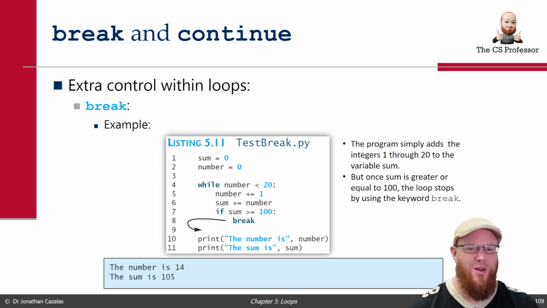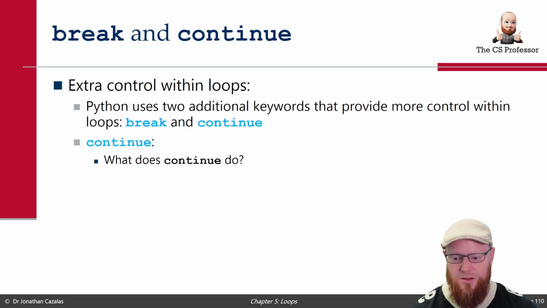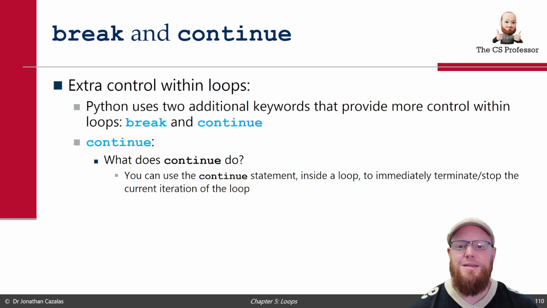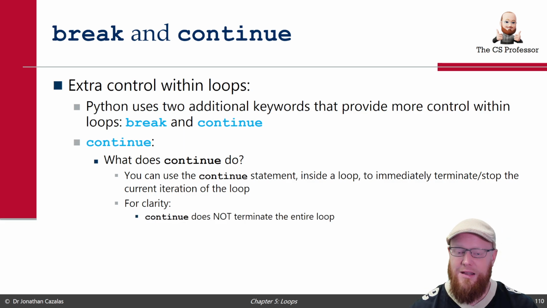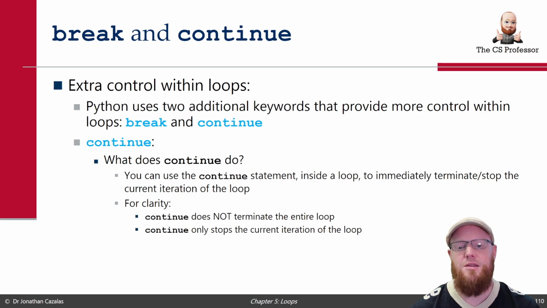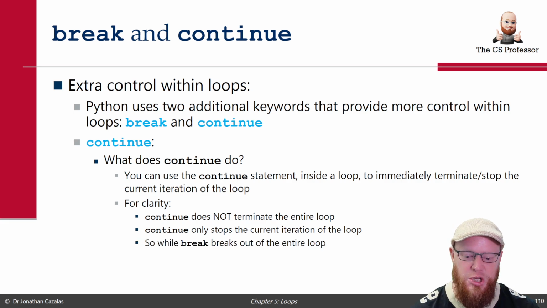Maybe a silly example, and really we already know break pretty well. What we haven't seen is continue. What does continue do? Continue will terminate a given iteration. So while break will terminate the entire loop, continue will stop the given iteration, and it will then continue at the next iteration. So for clarity, continue does not terminate the loop. Continue only terminates the current iteration of the loop.